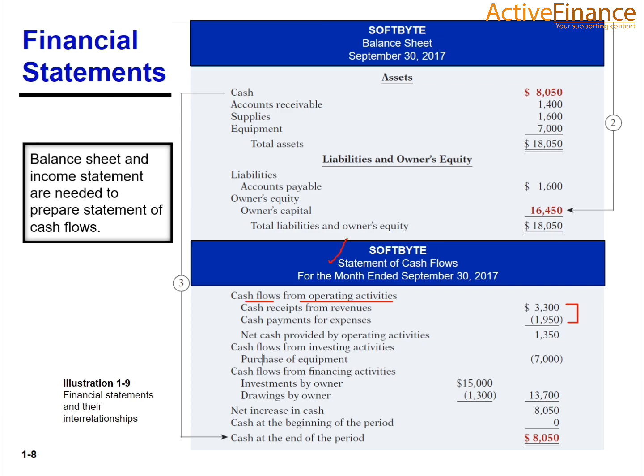This is the total, 13,700, cash flows from financing activities. In the last, the net increase in cash, whether it is an increase or a loss. So this is the net increase in cash, and then the cash at the beginning of the period. This was the starting month of the company, so there is no beginning balance. The cash at the end of the period was 8,050. This is interconnected with our previous statement, the balance sheet. This is the cash at 8,050. So these statements are interconnected. These statements help you in making various kinds of decisions related to the company.